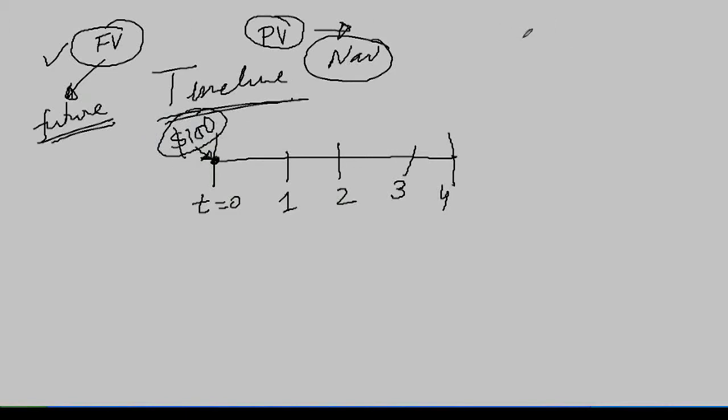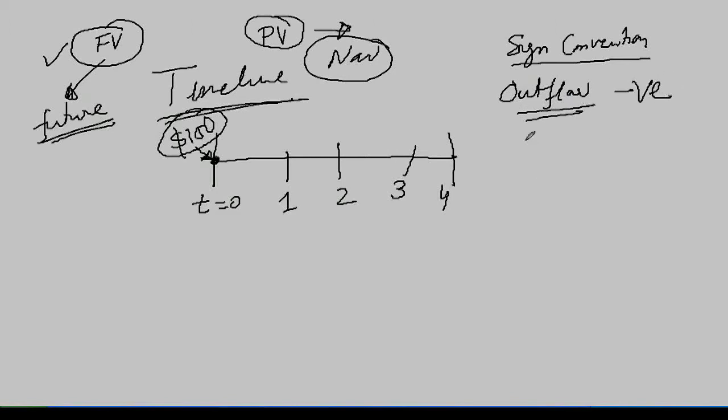Now we will be using a sign convention, and this is what I follow. Any outflow, if money is going out from your side, should be taken as negative. If money comes to you, that is inflow, we take as positive. Here I am investing the money, so money is going out from me, so I will say that it is minus 100. Let's say I have invested for 4 years.